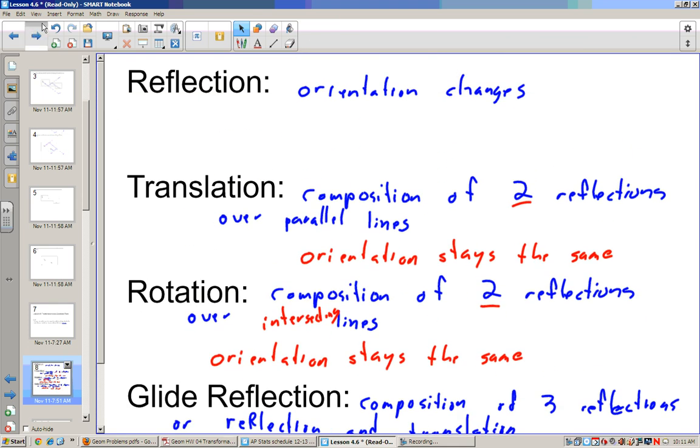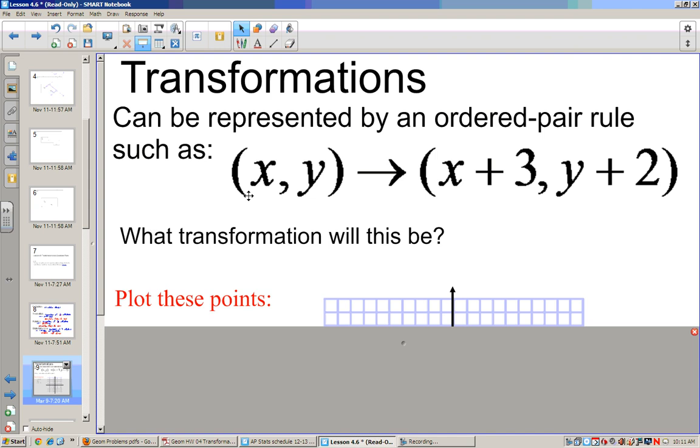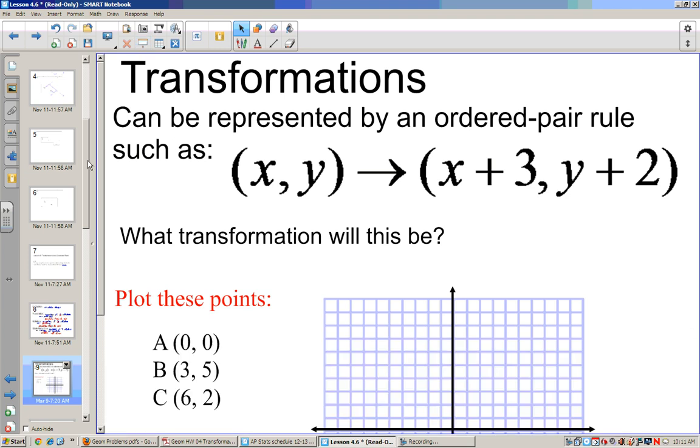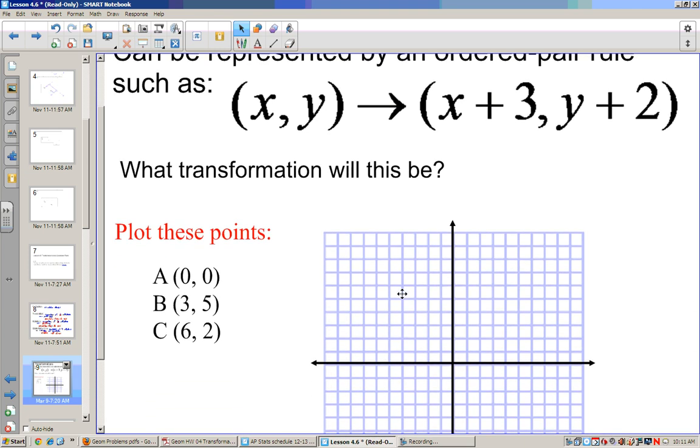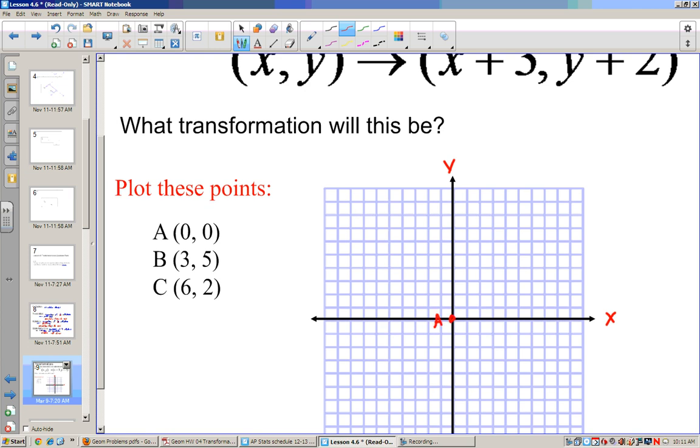To get into what we're dealing with, transformations, now we take every point x, y, and we're going to move it to this new rule, x plus 3, y plus 3. So first what I want you to do is, on a piece of graph paper, make a coordinate plane where this is your x, and this is your y, and we'll plot these points A, B, and C. So A is at 0, 0, B is at 3, 5, and C is at 6, 2. Now connect those in order to form a triangle. It's best to use a straight edge so it's as straight as possible.